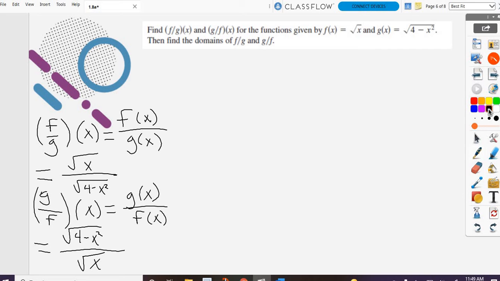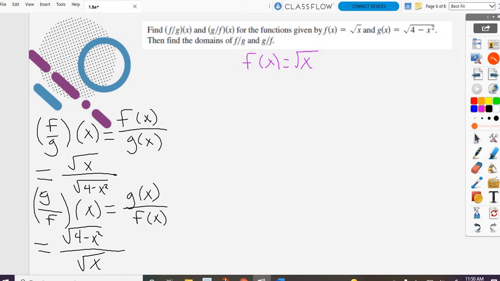So like I said, we need to find our two domains separately before we can try and combine them together. Does that kind of make sense? Yes? So we're going to look at our first function. It is just f of x equals the square root of x.